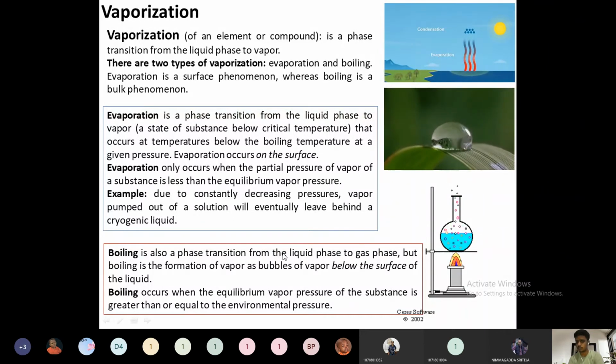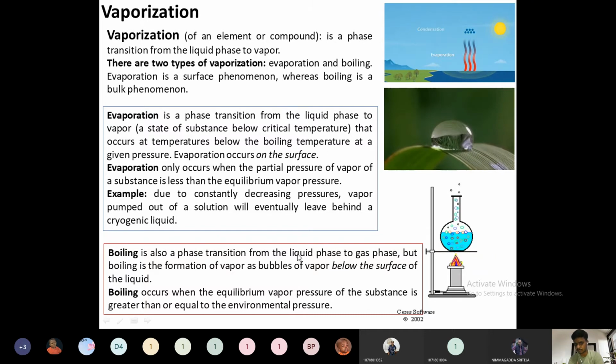Boiling is also a phase transition from the liquid phase to the gas phase. Same here also, liquid phase to the gas; here liquid phase to the vapor phase, but here there is a clear distinction. Liquid phase to the gas phase above the critical point, but here it is below the critical point. But boiling is the formation of vapor as bubbles of vapor below the surface of the liquid. If from the surface of the liquid the transfer of liquid to vapor is going on, then it is called evaporation. But below the surface of the liquid, the bubbles are forming. So it is the mechanism of boiling.